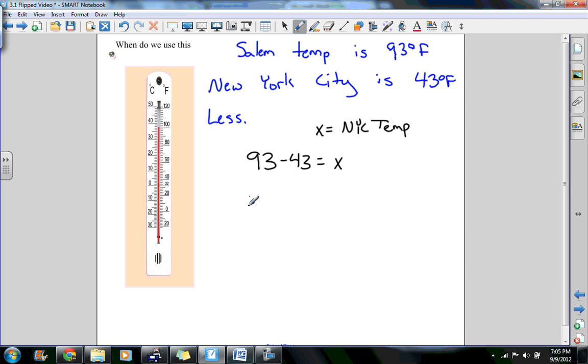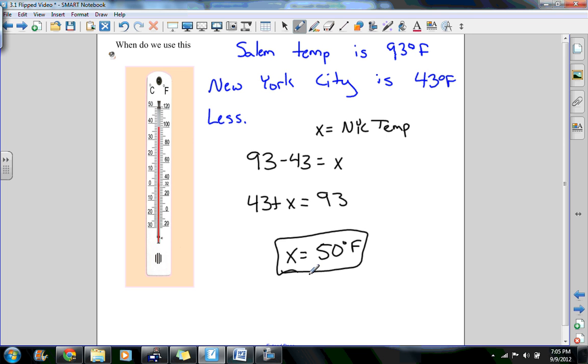You could also say 43 plus x equals 93, and we know by rule that we would subtract 43, so we get the same thing there. There are lots of different ways you could write the equation, but for a problem like this, I'd like you to write the equation out and then simply solve it. And in both of these cases, x equals 50 degrees Fahrenheit.